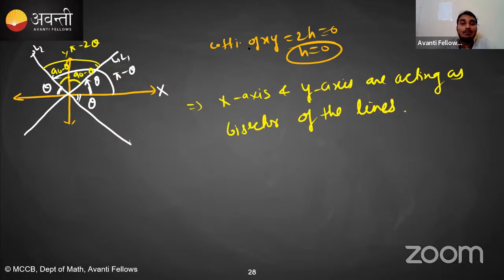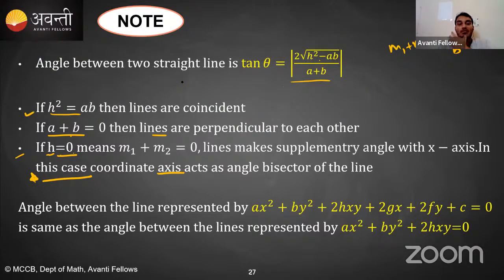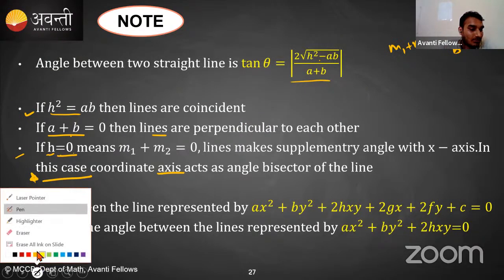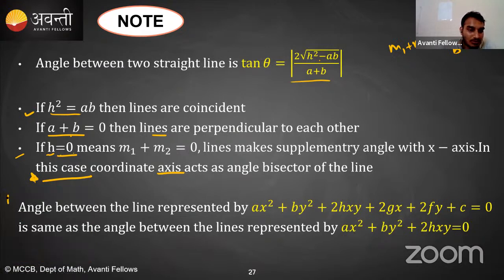Okay. So when the coefficient of xy is 0, meaning when h is 0, then the sum of slopes is 0. Sum of slopes being 0 means the lines will make supplementary angles with the x-axis. It means if one angle is theta, then the other will be pi minus theta. So from there, we can induce that the x-axis and y-axis will act as angle bisectors. Clear? Okay.